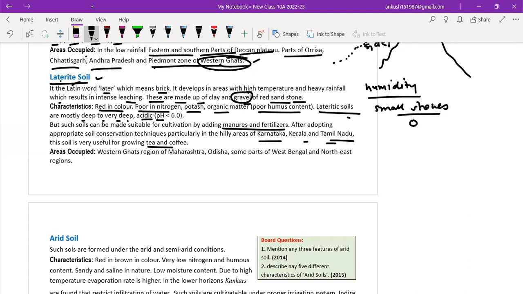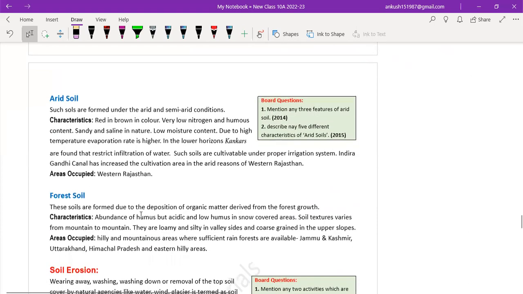Understood? Suppose we are conserving it properly and adding some fertilizers to it, it is very useful to cultivate tea and coffee. And most of the coffee we find in Kerala, right? From Kerala we get coffee, and most of the coffee is being cultivated on laterite soil.